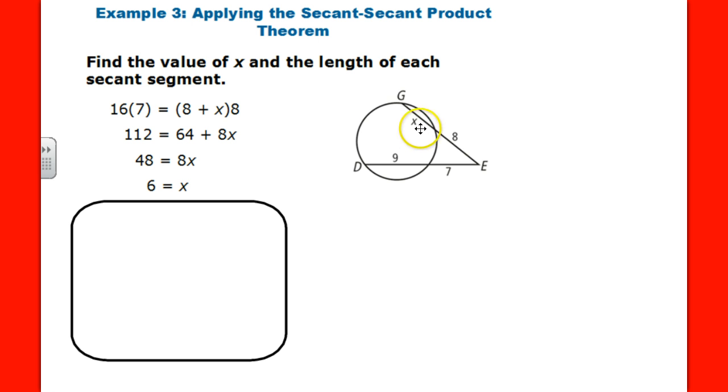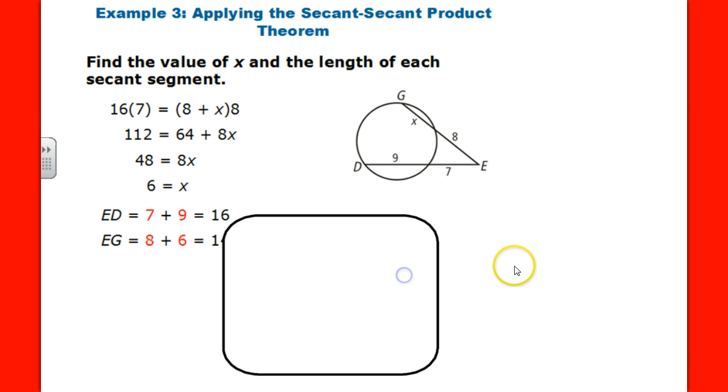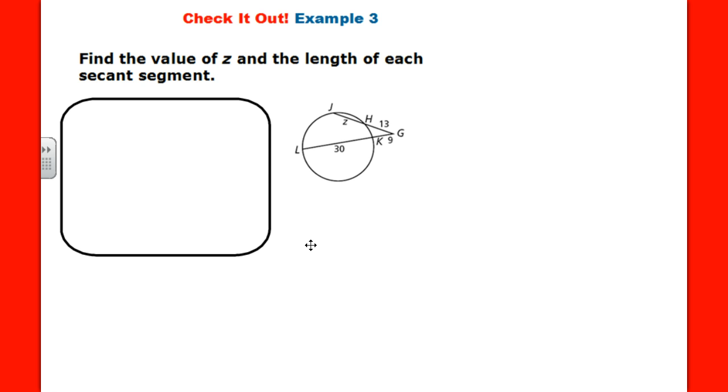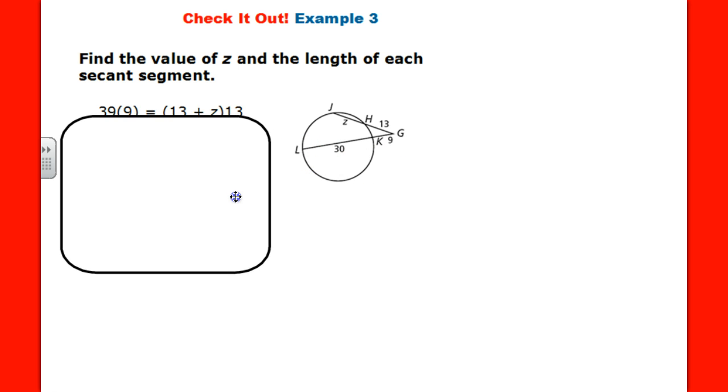Since x equals 6, we can say that the entire secant here is 14, right? And the other entire segment had information already given, right? It equaled 16. Go ahead and find z and the length of each secant segment. Come back when you're ready. Remember, whole times the external equals whole times the external secant segment.